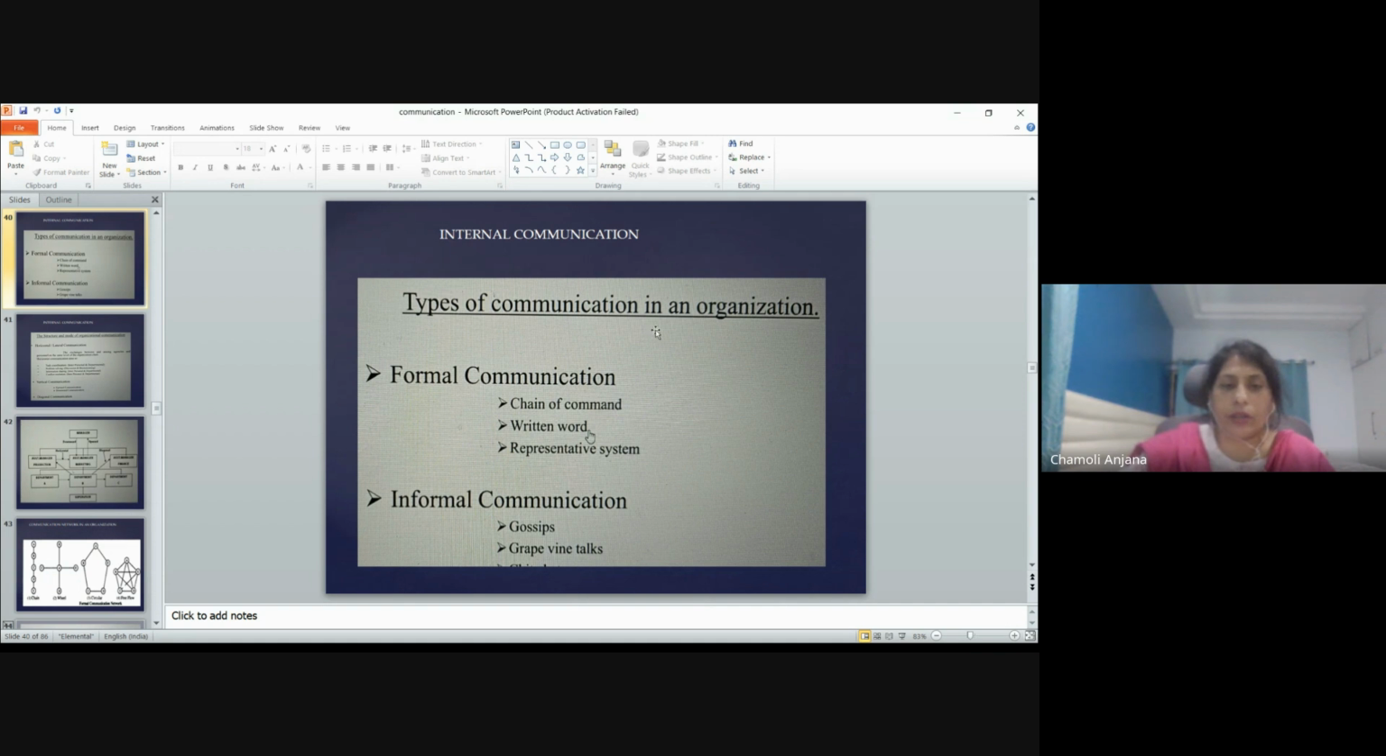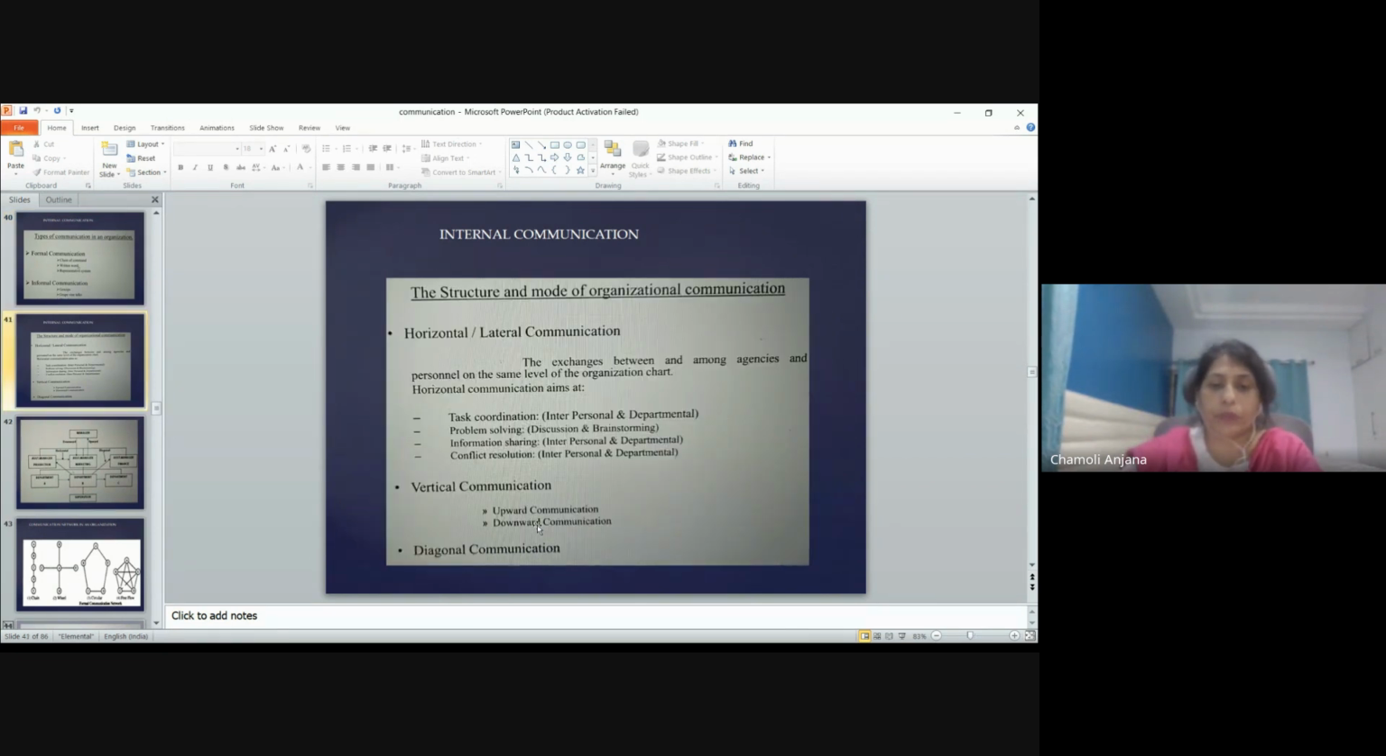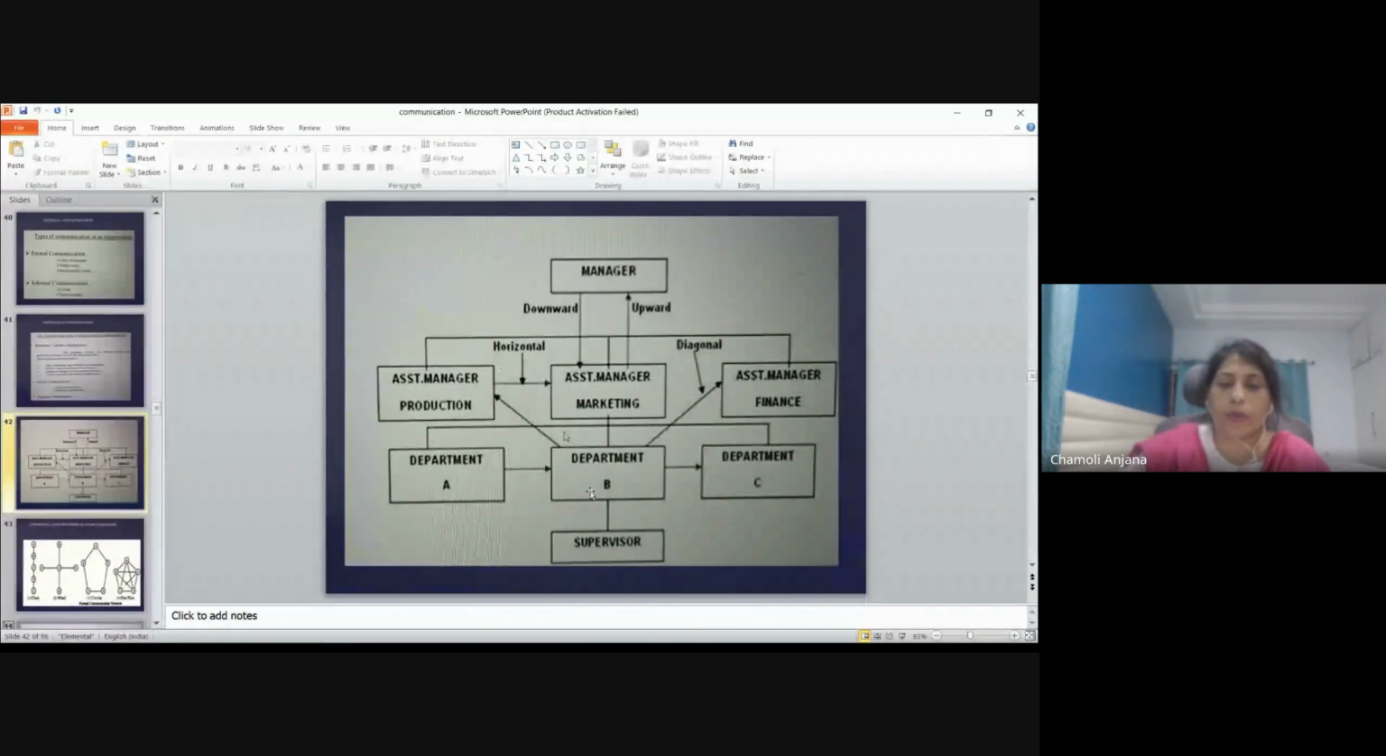Okay, this one we have covered yesterday, right? Under internal communication, you have formal communication and informal communication. Formal communication we have seen yesterday: you have vertical communication, then horizontal communication, then diagonal communication, and under informal communication you have gossip, single strand, chain, then cluster, and then probability communication. So this is what we discussed yesterday, which can be seen in the form of this diagram, right?